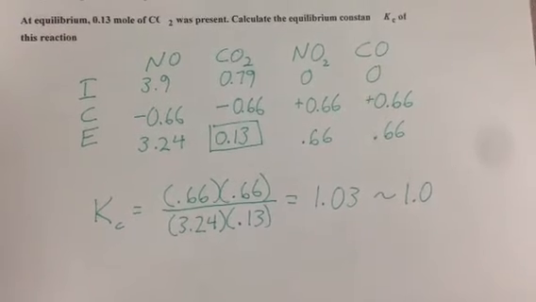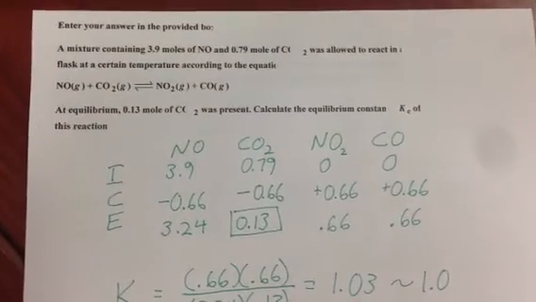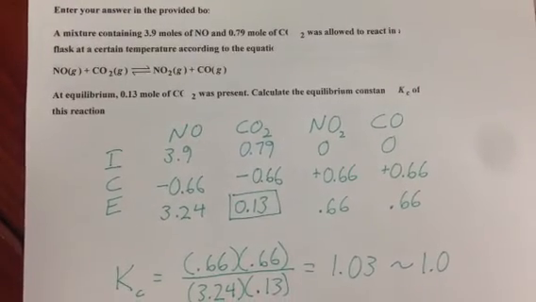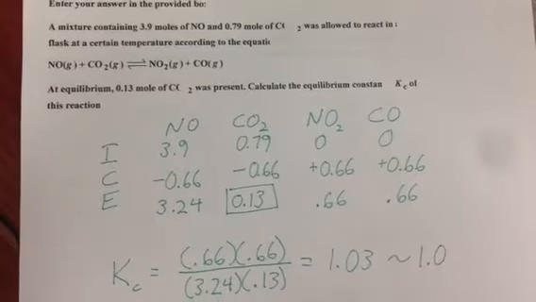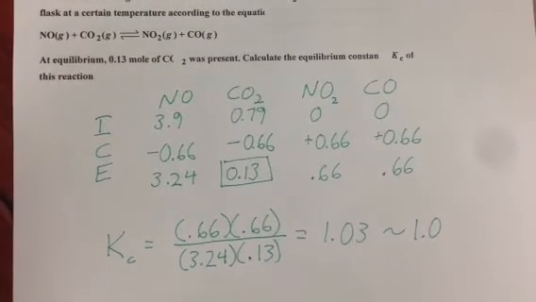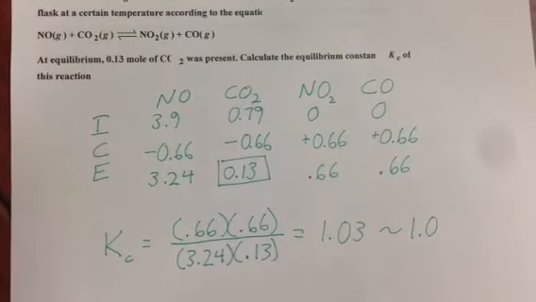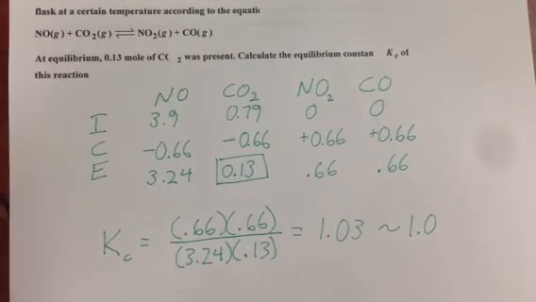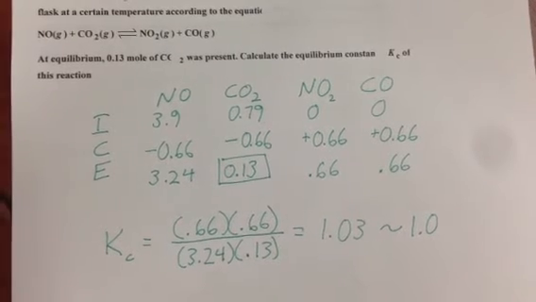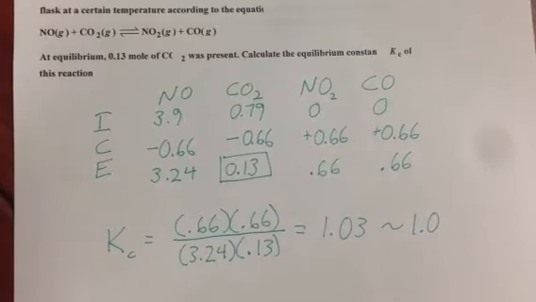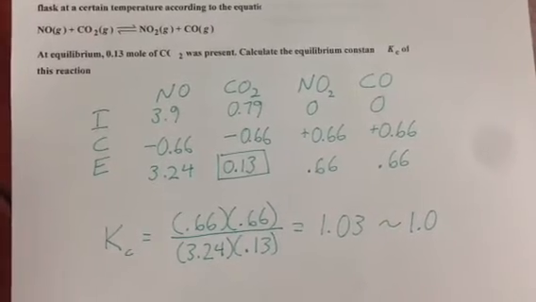Something to make note of there is that even though these were given to us in moles and we don't know the volume of the container that they were in, because of our stoichiometry, it doesn't really matter the volume of the container. Those would cancel. We end up with a unitless Kc anyway. So normally we would like to be working with molarity rather than moles, but in this case we are free to do either.